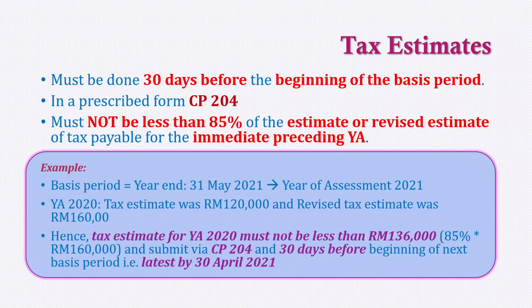CP 204, and then 30 days before the beginning of the next basis period, you must submit your CP 204. So it should be by right 30th April 2020, not 2021. Alright, take note of the typo error there. Okay, so that is the first step. First step, compute the tax estimate, which should not be less than 85% of the preceding tax estimate or revised estimate of the preceding year, and submit 30 days before. So the amount and the date are important.